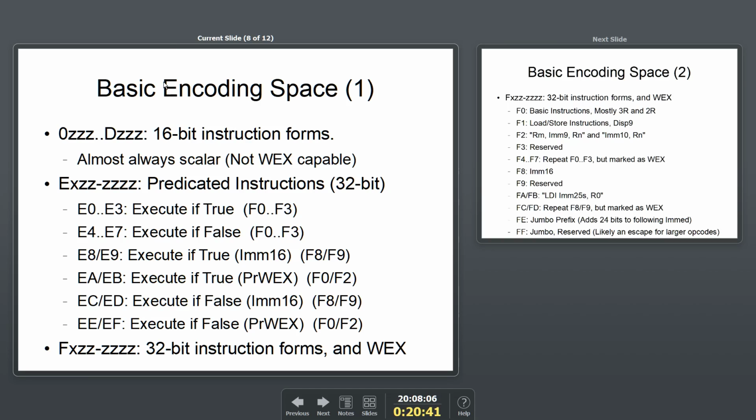Okay, so now on to the instruction coding. It's noted it's organized in terms of 16-bit words as the basic unit. But the high bits of the instruction indicate whether or not it's a 16-bit instruction or a 32-bit instruction. So if the top 3 bits are anything other than 111, then it will be a 16-bit instruction, and these are pretty much always scalar instructions and thus can't really be used as part of a WEX sequence.